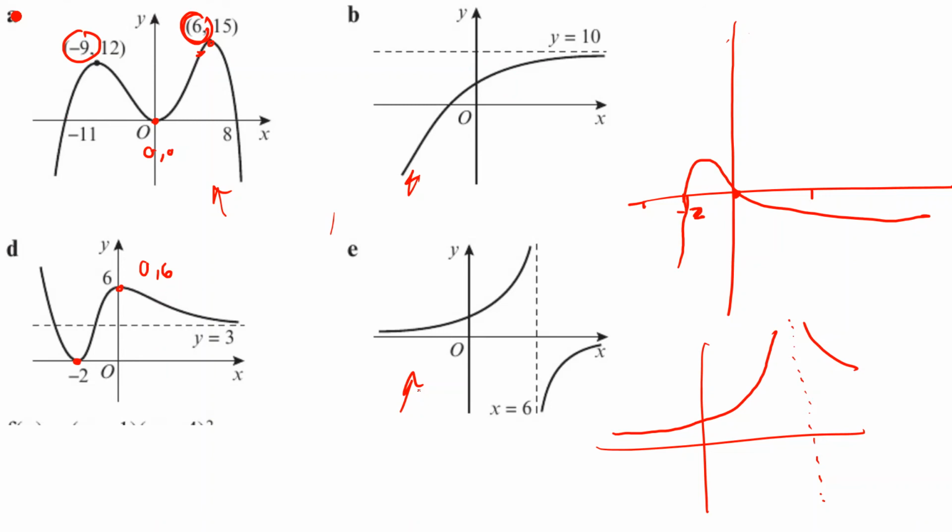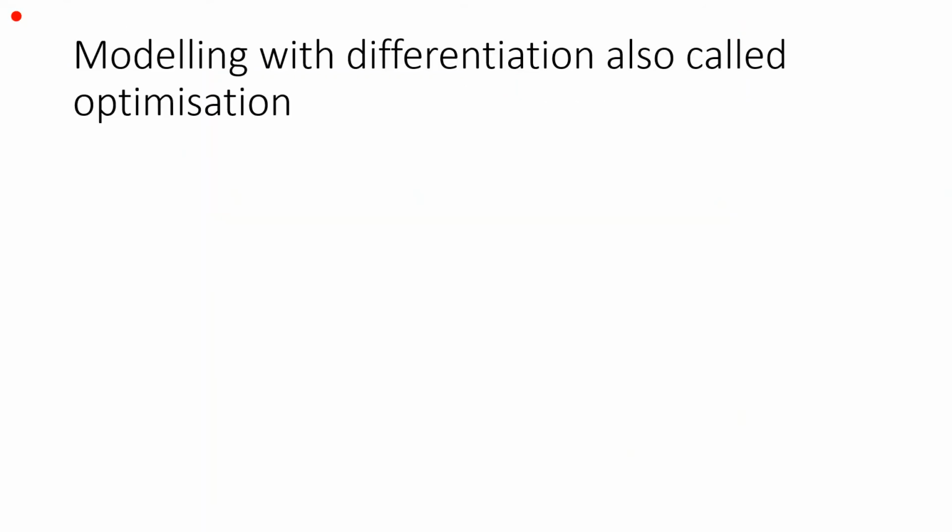Okay, so the last thing that you have to learn for this module is modeling with differentiation, and what I call optimization. So this can be hard, but it's not really hard. It depends on the question. Every question is different. So don't overthink the question, underthink the question to a certain extent. So let's look at this shape, this one right here.